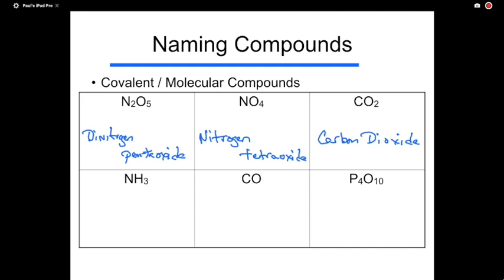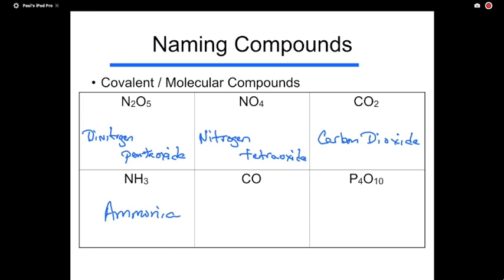Okay, first element is nitrogen, second element is hydrogen. What is its name? This one is ammonia. Why? Because this is a common name. And it may throw you. But remember, we have 3 that we have.